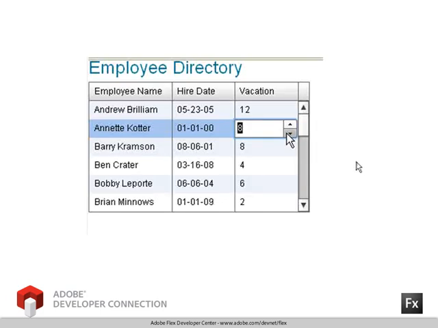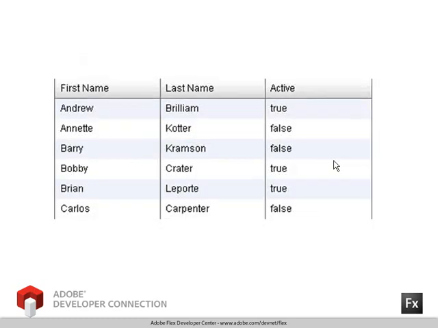This example shows text displayed by default in the item renderer for the vacation days column. However, when a user clicks in the field to edit it, then the registered item editor appears. This is the case of an item renderer and an item editor set to different displays. This is a similar case where the item renderer and the editors are set to different displays.